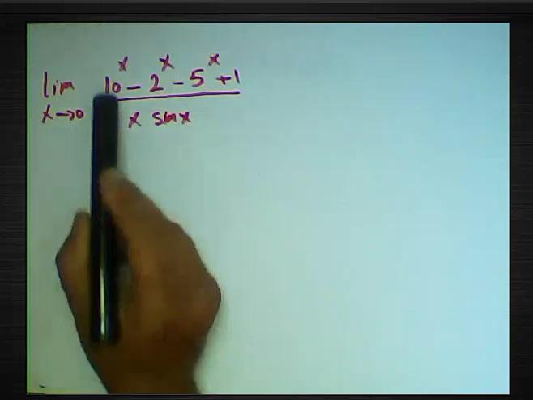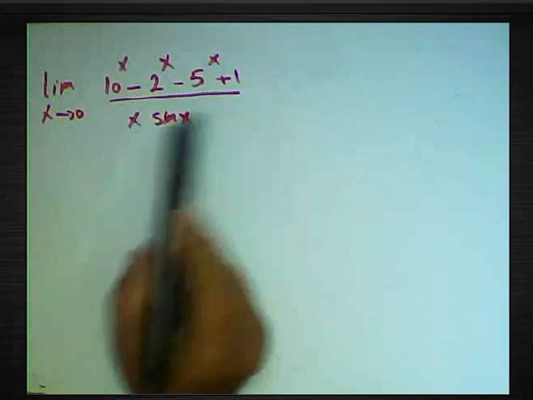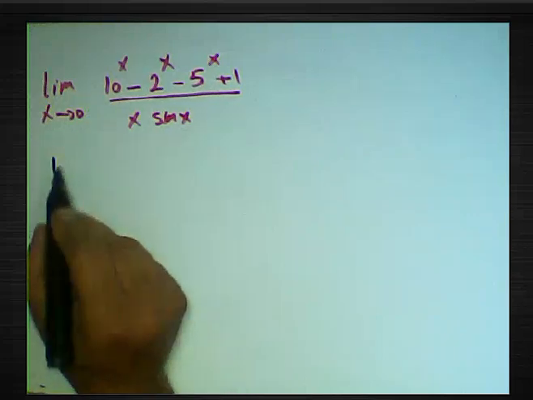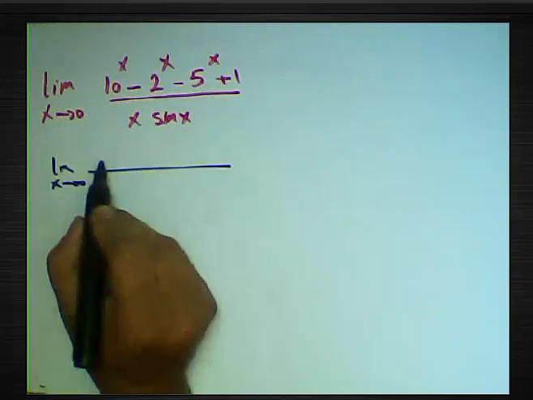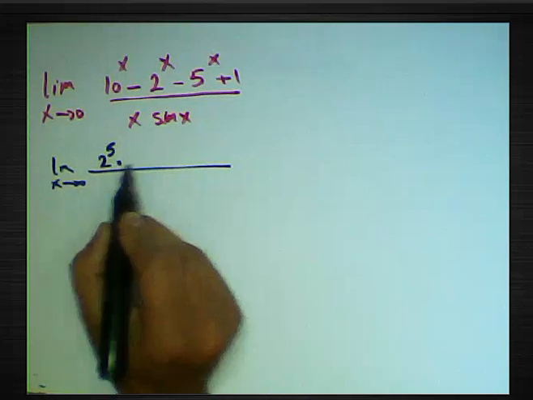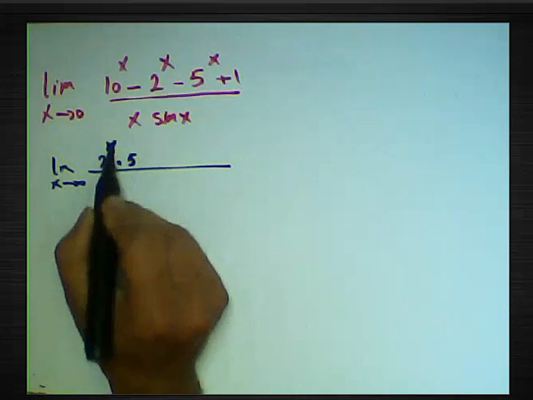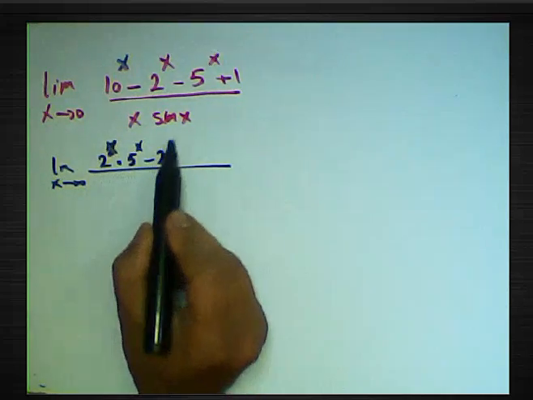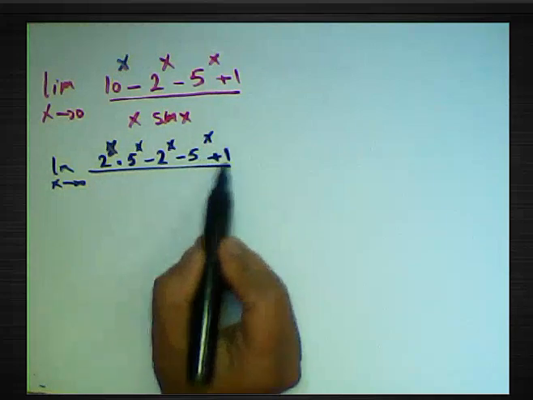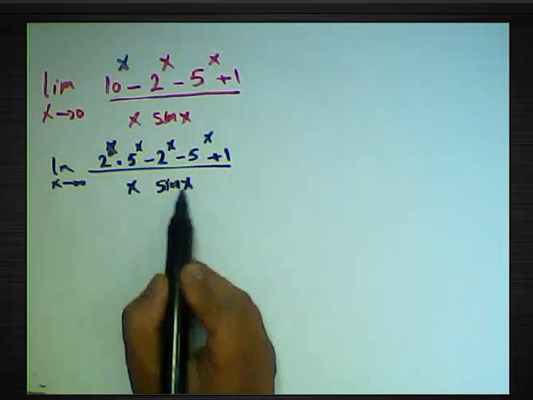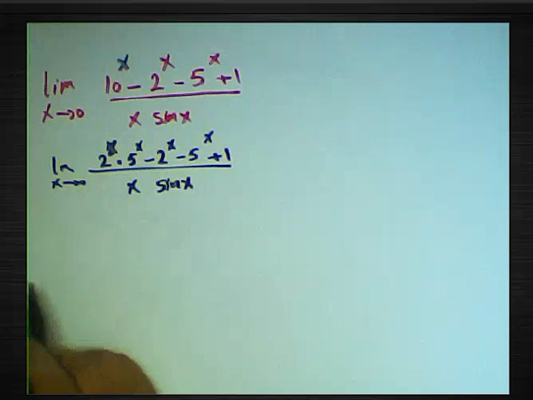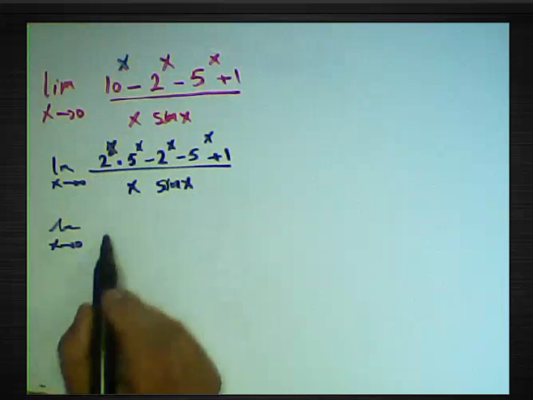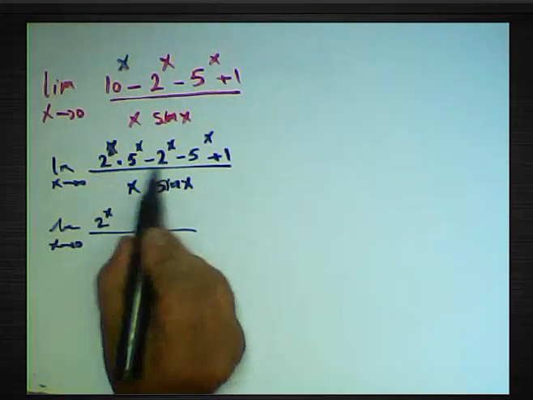The limit as x approaches 0 of 10 power x subtract 2 power x subtract 5 power x plus 1 over x sine x. We can write 10 as 2 times 5. So the limit as x approaches 0 of 2 power x multiplication 5 power x, because we have the power x here, subtract 2 power x subtract 5 power x plus 1 over x sine x. And we can write the coefficient between two terms here.